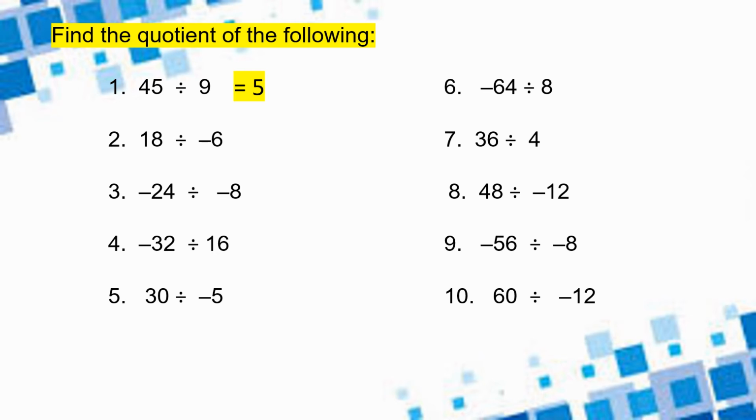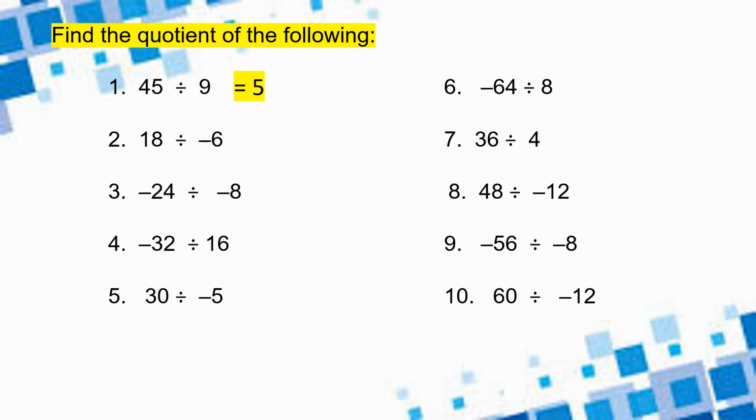Remember, to check if our answer is correct, you simply multiply the quotient by the divisor. Okay po? So, 5 times 9, kapag lumabas yung dividend natin, your answer is correct. So, 5 times 9 is 45. Ayan, tama po yung dividend natin.